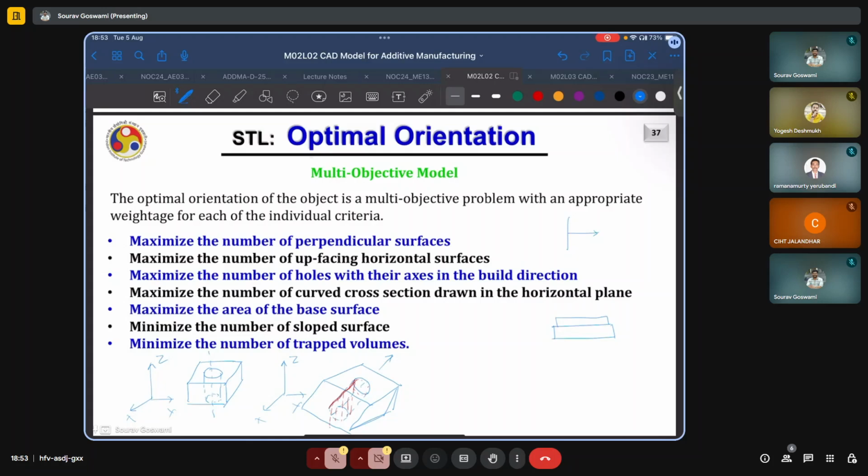Similarly, we can maximize the number of curved cross sections drawn in the horizontal plane or the area of the base surface, or we can minimize the number of sloped surfaces or the number of trapped items.